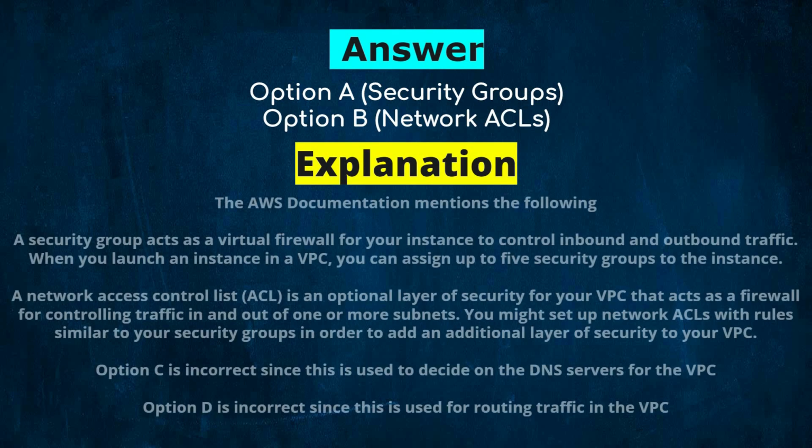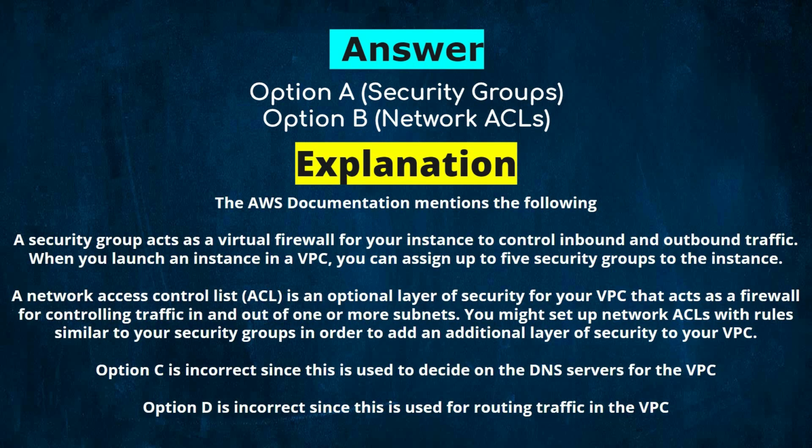Explanation. The AWS documentation mentions the following. A security group acts as a virtual firewall for your instance to control inbound and outbound traffic. When you launch an instance in a VPC, you can assign up to 5 security groups to the instance. A Network Access Control List (ACL) is an optional layer of security for your VPC that acts as a firewall for controlling traffic in and out of one or more subnets. You might set up network ACLs with rules similar to your security groups in order to add an additional layer of security to your VPC.